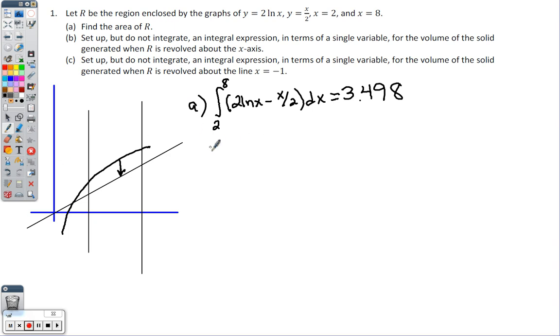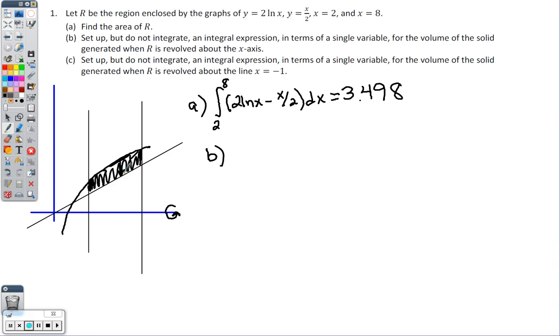Okay, part B. Set up, but do not integrate, an integral expression in terms of a single variable for the volume of the solid generated when R is revolved about the x-axis. Okay. And so just so we're clear, this is R right here. And we're going to revolve that about the x-axis, which is right here.